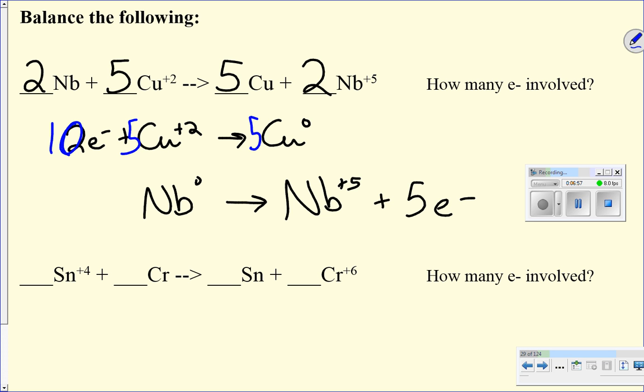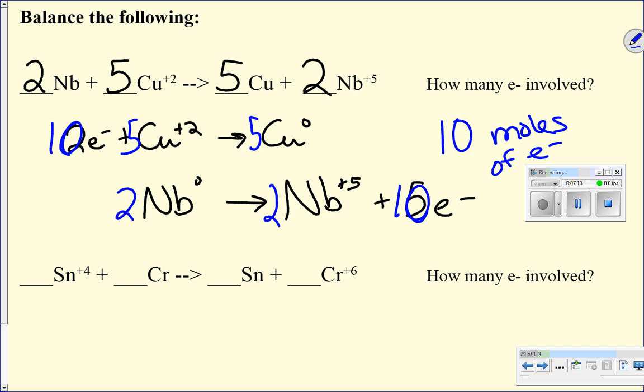My nobelium equation, I'm multiplying everything by 2. Gives me my 10 electrons here, 2 here, 2 here. So that agrees with my numbers back in the equation, and I am transferring 10 moles of electrons.